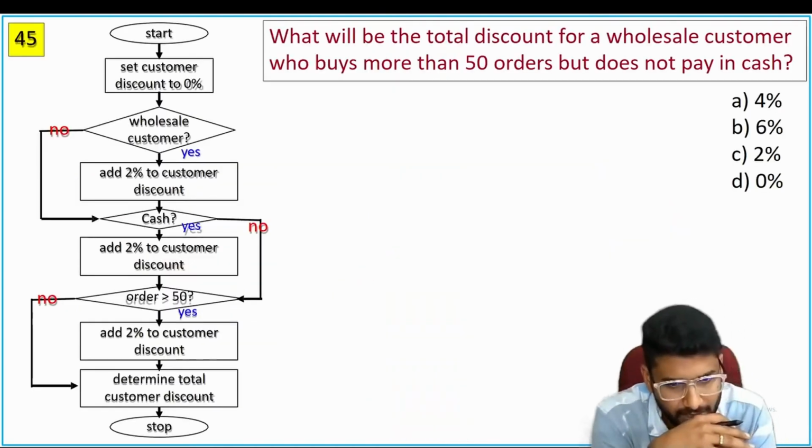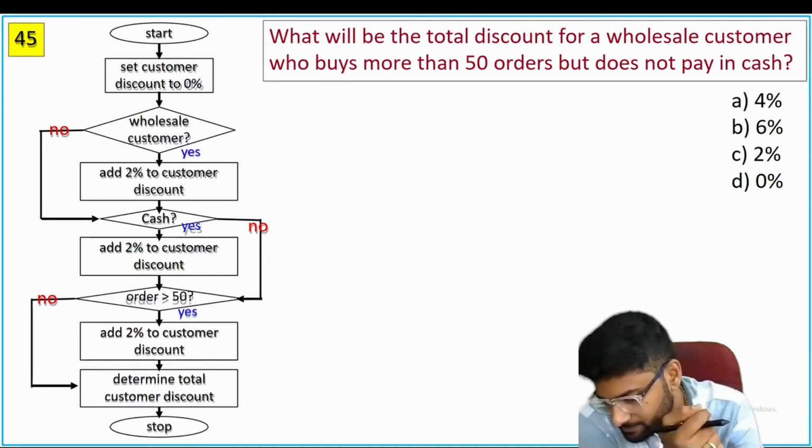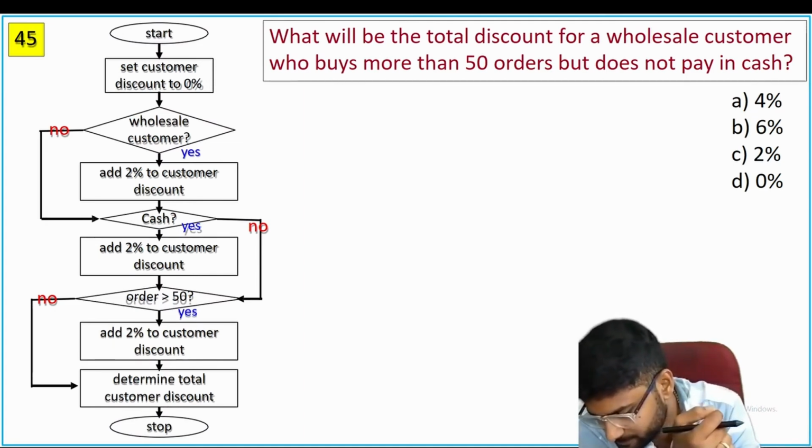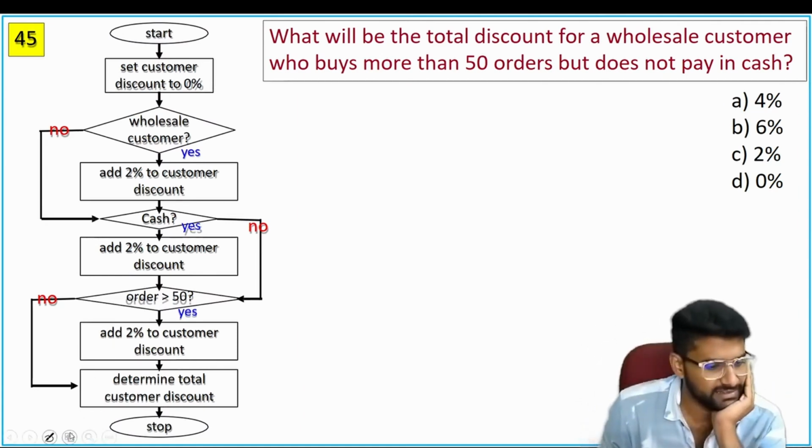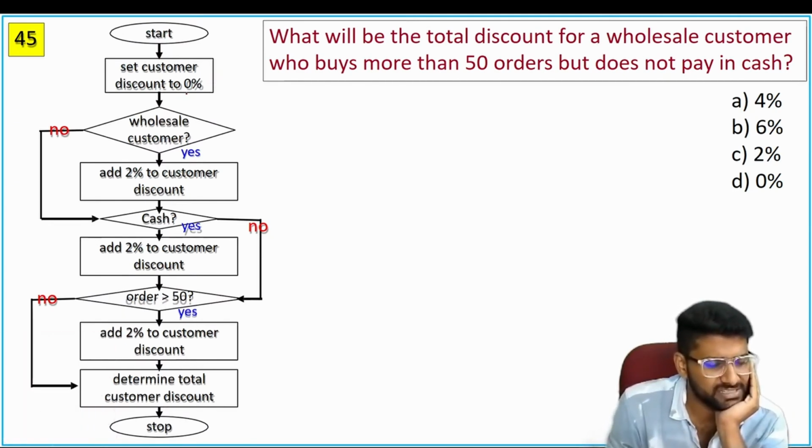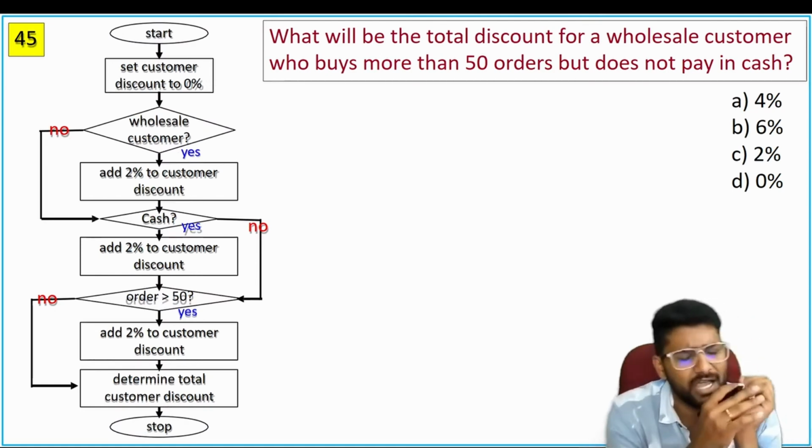Next. Again, one question from flowchart. Very good, Nana. Again, read the information carefully, guys. Here the flow data says start and set customer discount is 0%. Wholesale customer? If it is a no, directly shifted into the cash. If it is a yes, you will get 2% discount. So try to understand the whole flow chart.